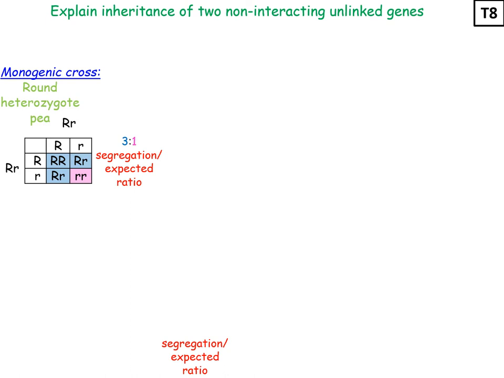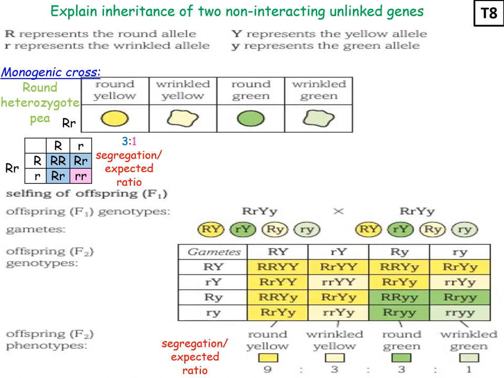Explain inheritance of two non-interacting unlinked genes. So how can we look at the inheritance of two genes that are not linked to each other? What would their segregated or expected ratios be? In this characteristic, we were looking at the shape of the pea, so we've got round and wrinkled, but what happens if we look at another characteristic and try to combine them together? Another example could be the colors of the peas. They could be green, or they could be yellow. So you could have round yellow peas, wrinkled yellow peas, round green peas, or wrinkled green peas. How would they then be inherited?